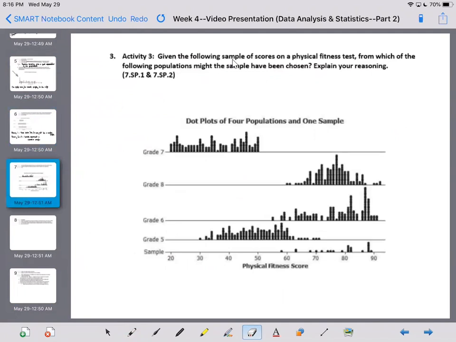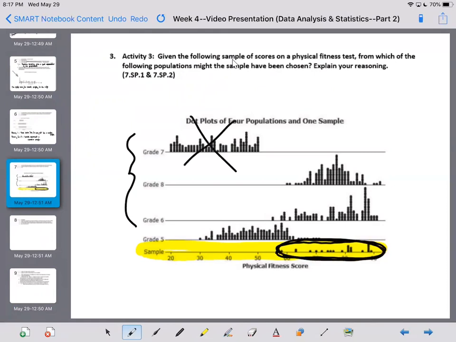So the next activity, here's what we're looking at. We're looking at a sample right along here. There's our sample. And notice where the majority of the dots are located over here from around 58 to maybe 90. So given the following samples of scores on fitness tests, from which of the following populations might the sample have been chosen? So you're looking at grade 7, grade 8, grade 6, and grade 5. Well, just seeing where these numbers are being pulled from the sample, you really eliminate 7 because the highest one on grade 7 is not even in the range of the sample. So grade 7 is out.